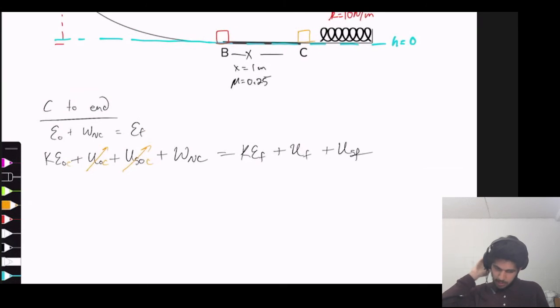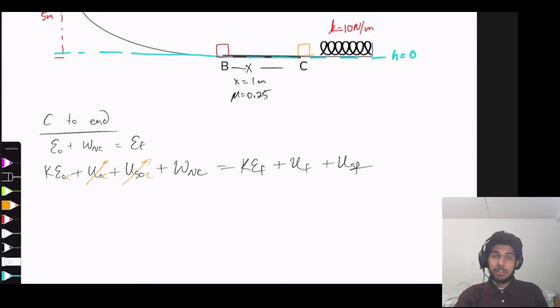But then we have to see, are there any non-conservative forces? And, well, at C, we don't have that frictioned patch anymore. Sorry, patch. I keep on saying path. We don't have that frictioned patch. So friction's not present. We're on a frictionless surface, and there's no other non-conservative forces. So that also goes to 0.